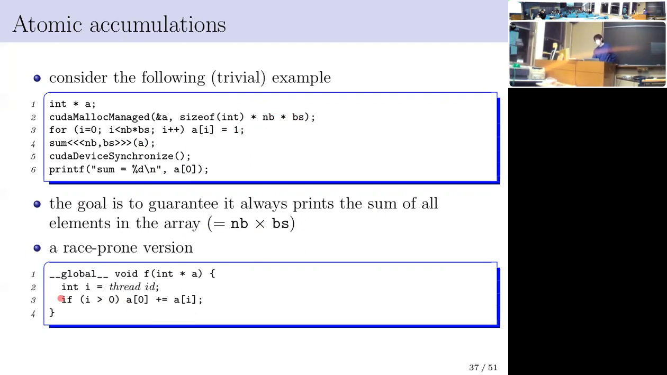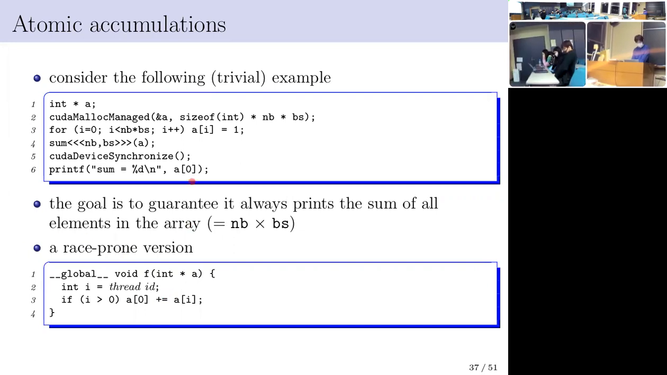So this is the race-prone version, which does not always work. So what it is doing is simply the thread i takes the ith element of A and accumulates it into A0. So obviously there is a race condition on this element A0. It otherwise works, but because of the presence of this race condition, it is not going to work.